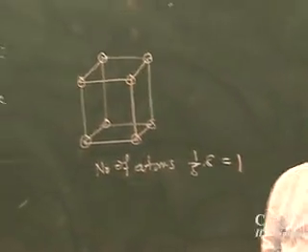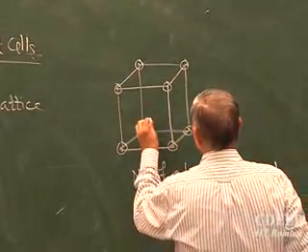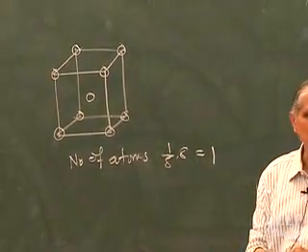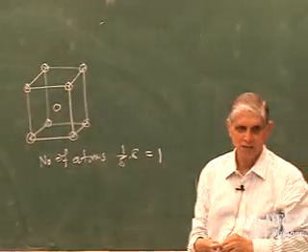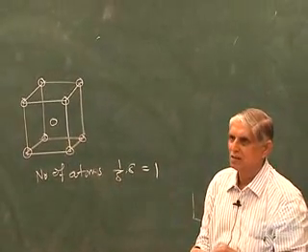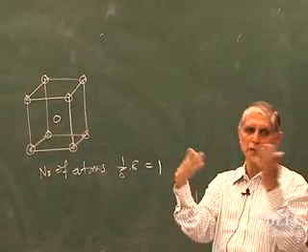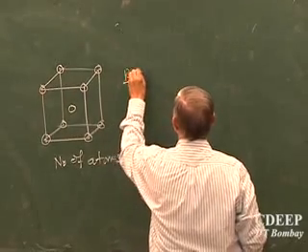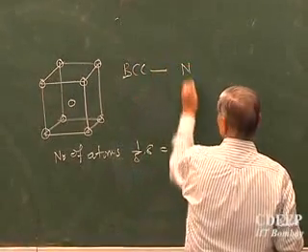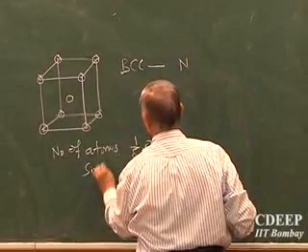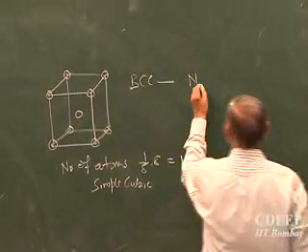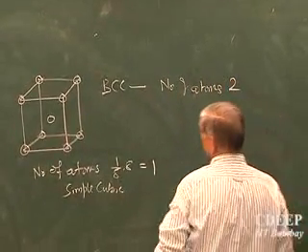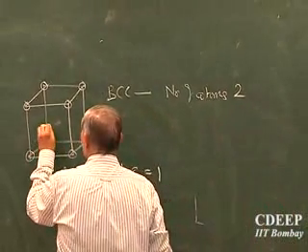But let us say, before we quit today, I actually put in the center another atom. Okay. Now how many atoms are there? This is called body center: 2, 1 from the corner and 1 from the body. Okay. So in a BCC, body center cubic lattice, the number of atoms are 2. This one is called simple cubic.